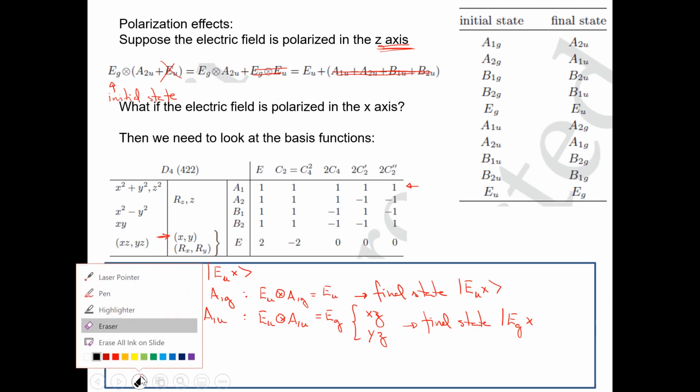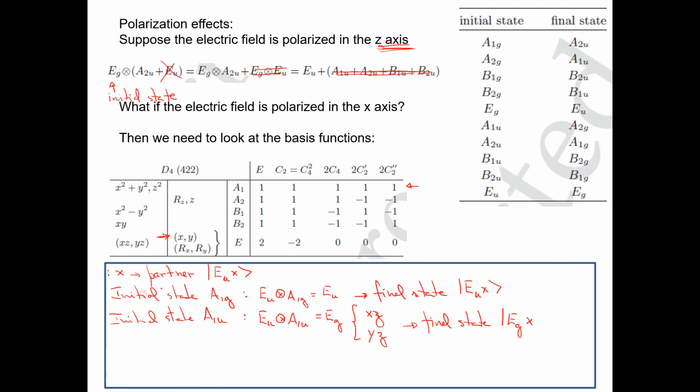Sometimes it's easy to figure out, sometimes it's not so easy. But by looking at the basis functions, sometimes it's possible to see precisely what final state you have, by looking at the precise basis functions associated to the initial state, and also by looking at the symmetry of the perturbation Hamiltonian.